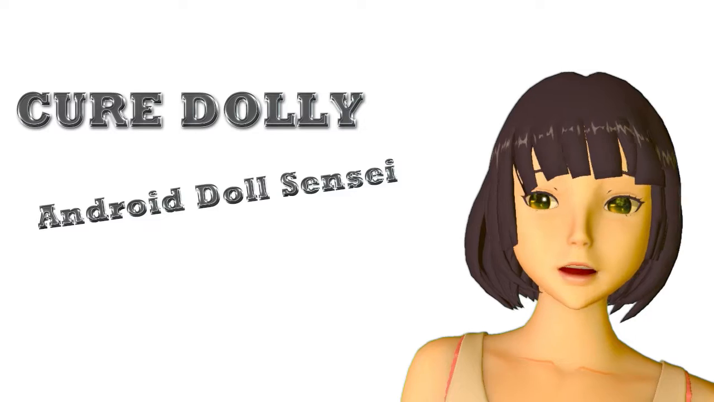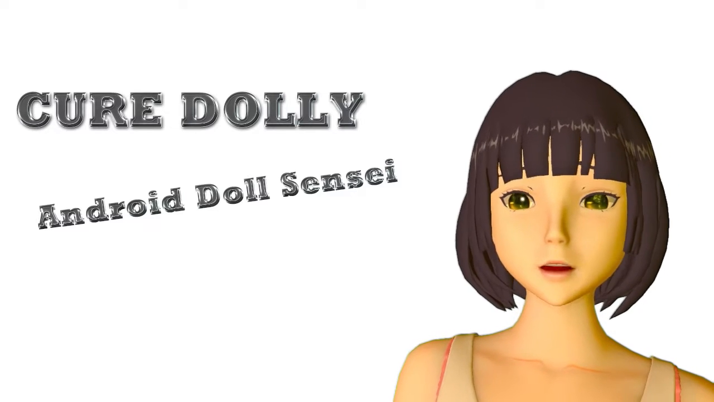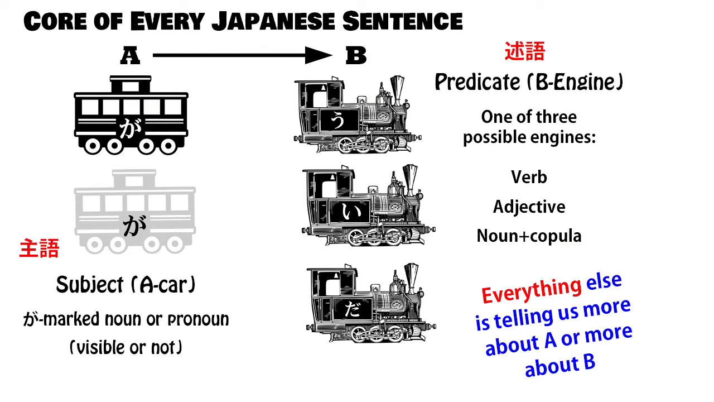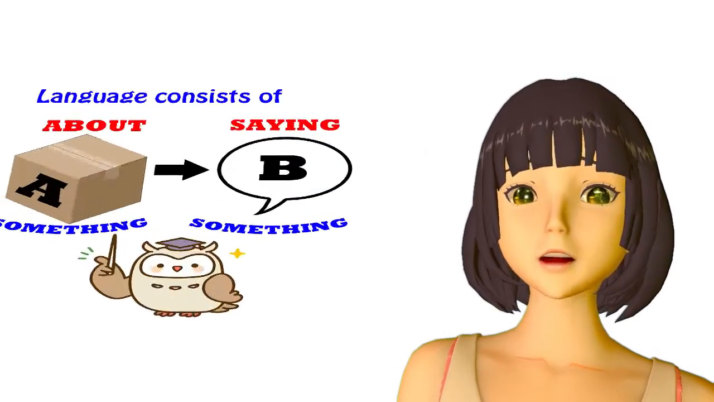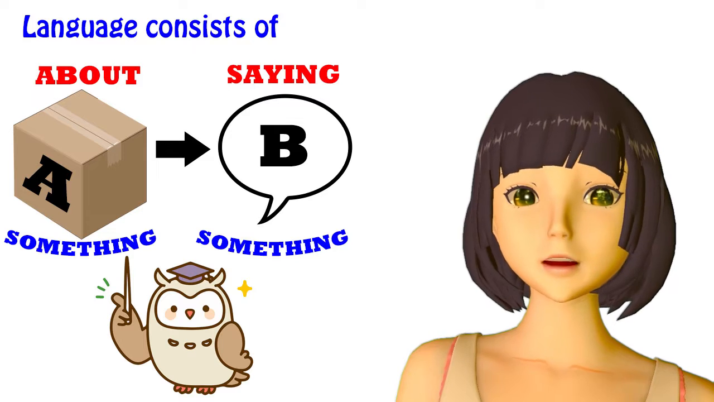Today we're going to talk about something that is the very basis of Japanese and that we've talked about right from the very first lesson, and that is the grammatical subject, what we call in Japanese the shugo. As we know, every Japanese sentence has to have a shugo, a subject, and a predicate, or the jutsugo in Japanese. In other words, every sentence is saying something about something.